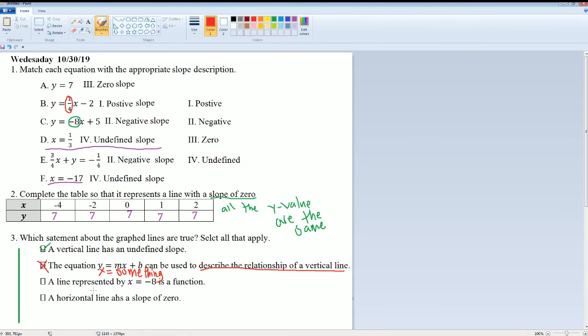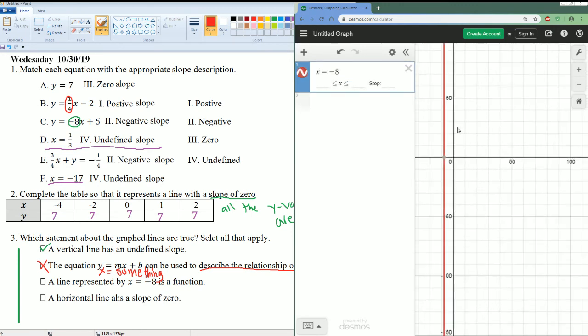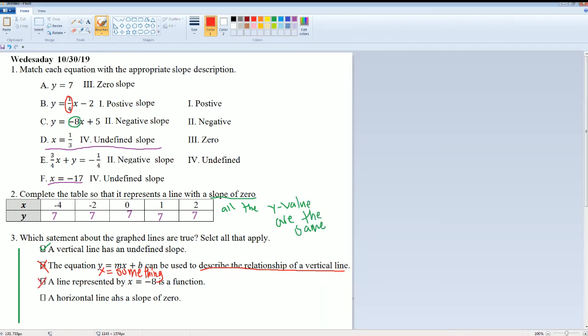A line representing x equals -8 is a function. Is that correct? Let's just graph it. X equals -8. Where is that? Oh, straight up and down. If we do the vertical line test, does it pass? Nope. So this would be nope because we would say this does not pass the vertical line test.